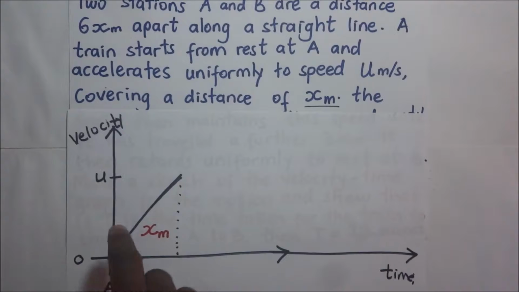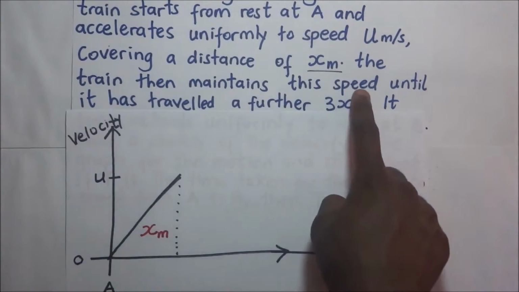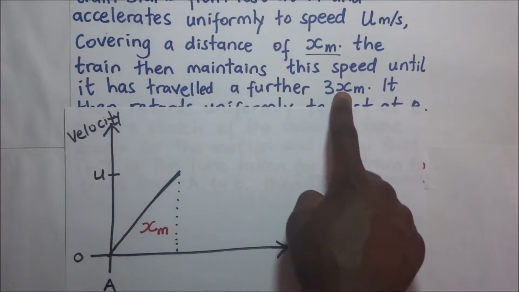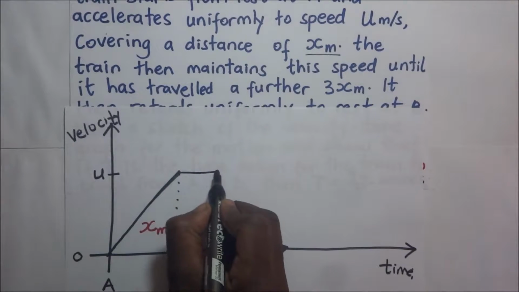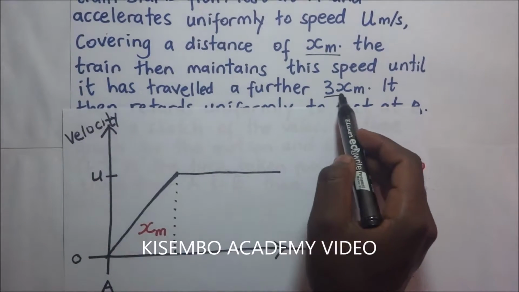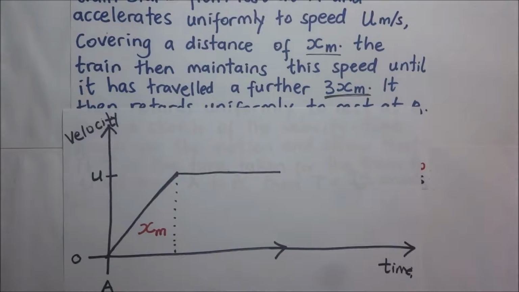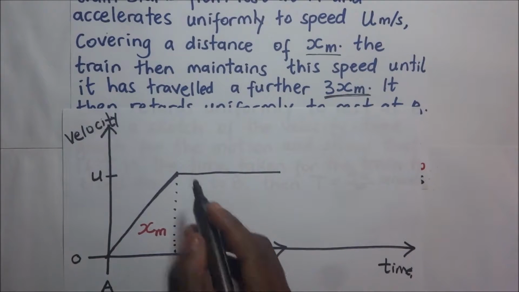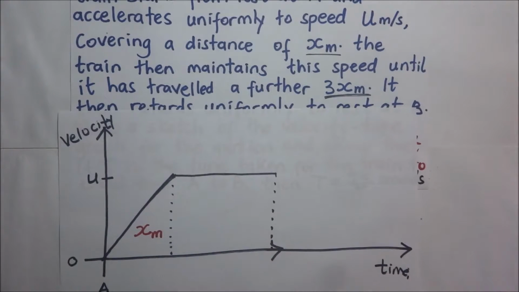So the question continues. The train then maintains this speed until it has traveled a further 3x meters. So it's going to maintain this speed of u for some time. But while it's maintaining this speed, it travels a further 3x meters. So the area under the graph from the point it started maintaining this speed to where it stops maintaining it is 3x meters.